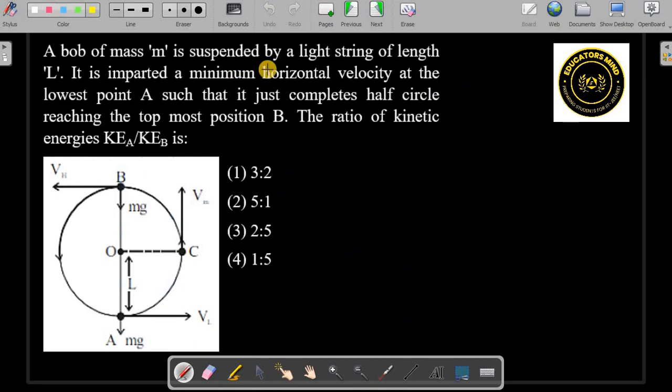A bob of mass m is suspended like this. Length of the string is given. All these things are given. It is imparted a minimum horizontal velocity at the lowest point, so that it just completes the half circle, reaching the top position. The ratio of kinetic energy. Directly we will apply the formula: kinetic energy at the bottom and kinetic energy at the top.